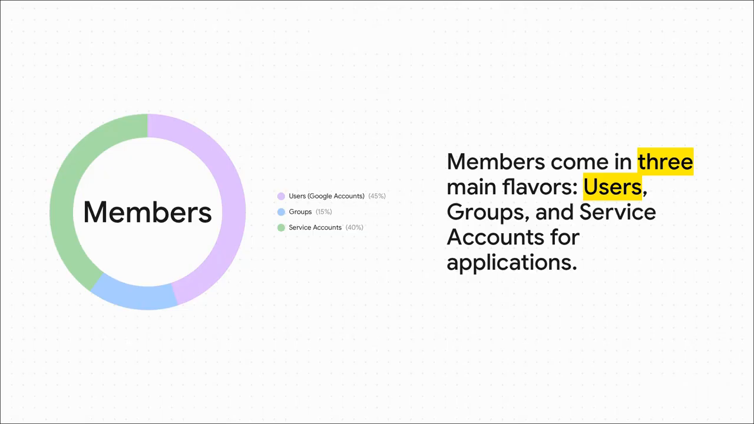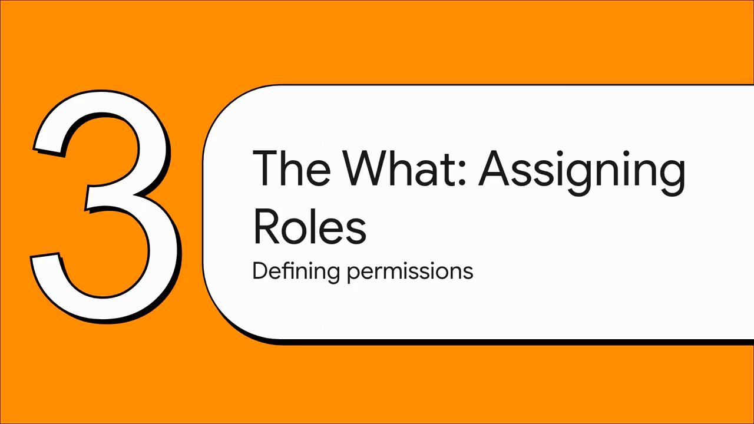As you can see, members really come in three main flavors. First, you've got your users. These are individual people with Google accounts. Next up, you have groups, which are, you guessed it, collections of users, super useful for managing entire teams at once. And then there's this big one, service accounts. These are those robots we were talking about, special identities made just for your application so they can talk to other cloud services.